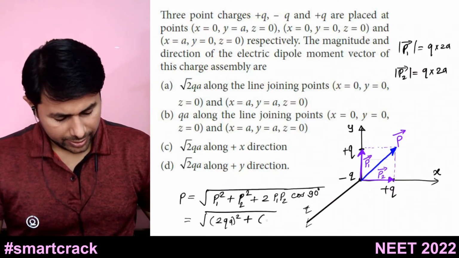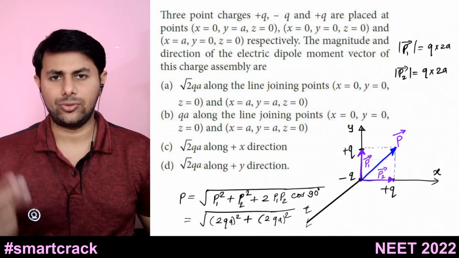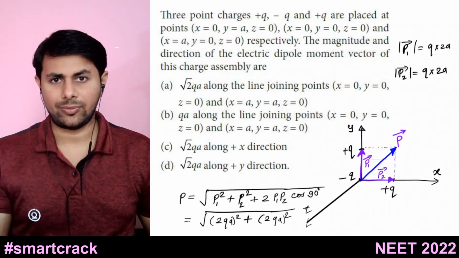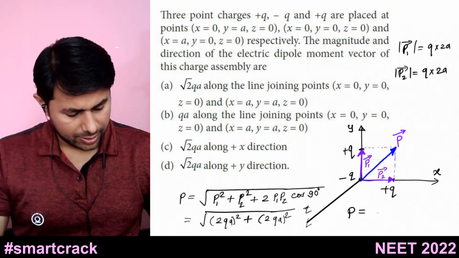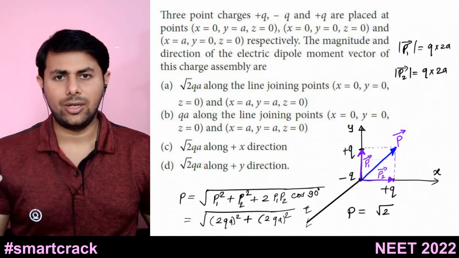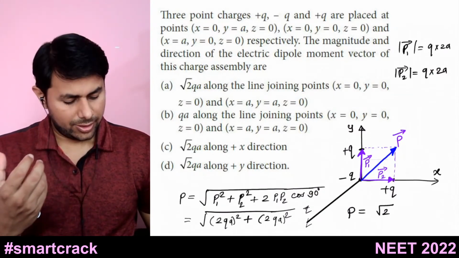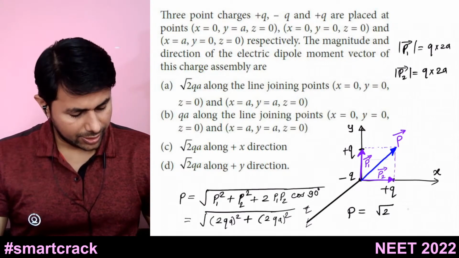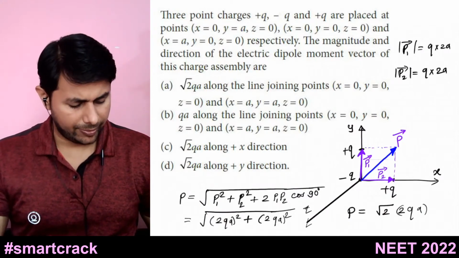Yes, plus 2qa square, which is 2 times 2qa square. So you can take 2qa outside of the square root. It is root 2 because it is in square root, it is 2 times 2qa square. You are taking the square root of the square of 2qa, so it comes out of the square root as 2 times qa.